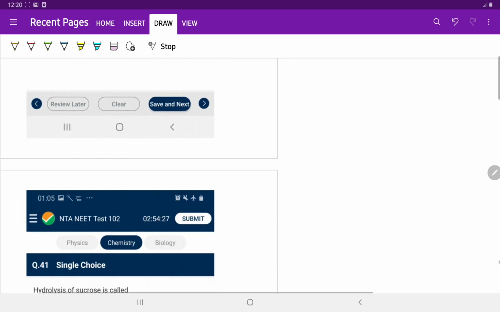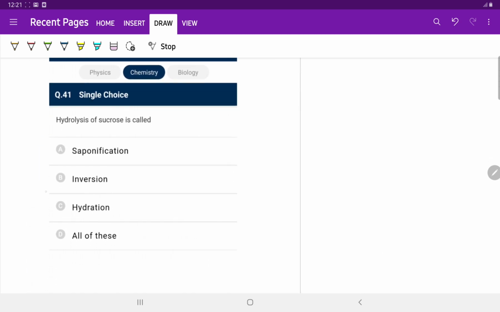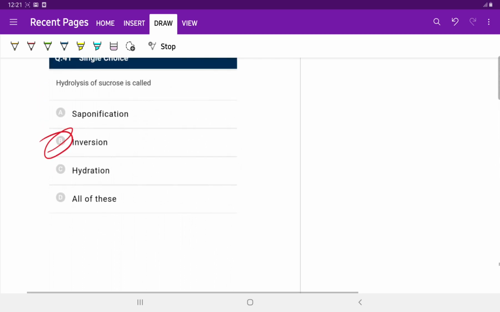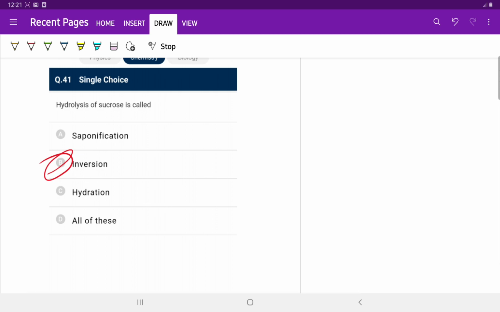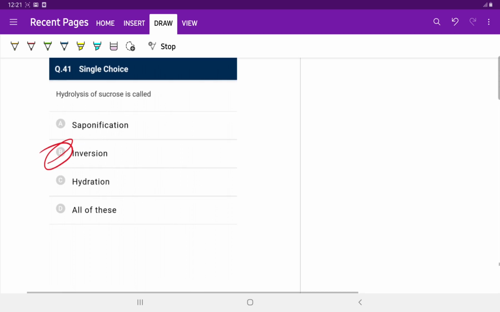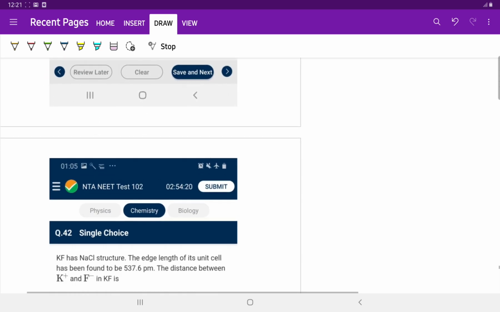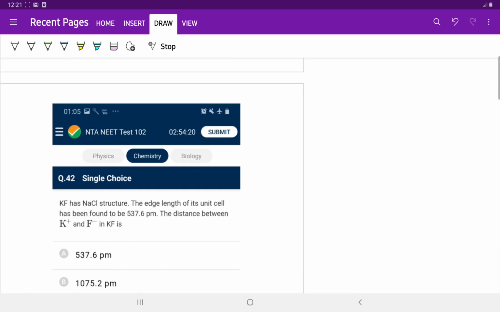Okay. Question number 41. Hydrolysis of sucrose is called inversion. Hydrolysis of sucrose will form glucose and fructose, and this is called inversion of sucrose. Sucrose is also called invert sugar. Sucrose itself is dextrorotatory, but its aqueous solution is levorotatory. Due to the formation of glucose and fructose, fructose shows minus 92 and glucose shows plus 52. So the aqueous solution of sucrose shows levo-rotation, but sucrose itself is dextrorotatory.